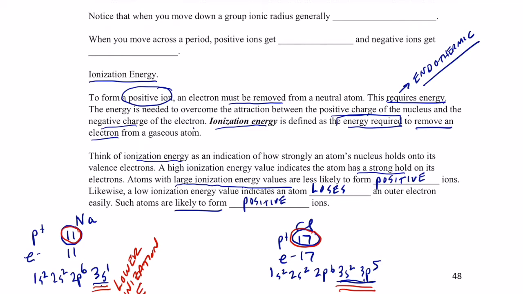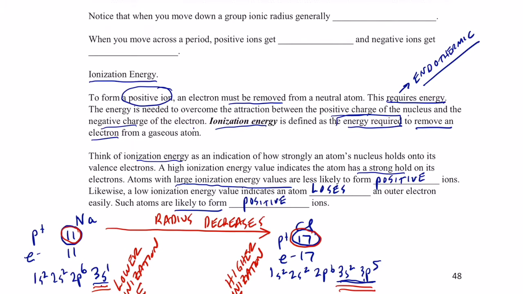Chlorine has 17. And if you remember, when I go from sodium to chlorine across a period, doesn't the radius decrease? And when the radius decreases, kiddos, that means the electrons are held closer to the nucleus, and therefore they would be more difficult to remove. So when I go across a period, the radius decreases and the ionization energy increases. So chlorine would have the higher ionization energy.